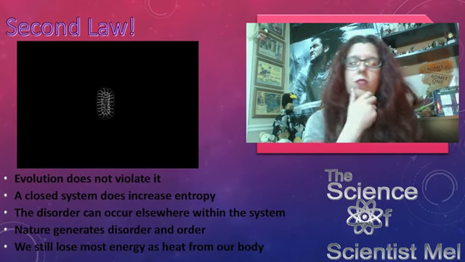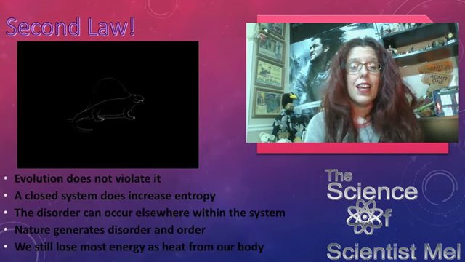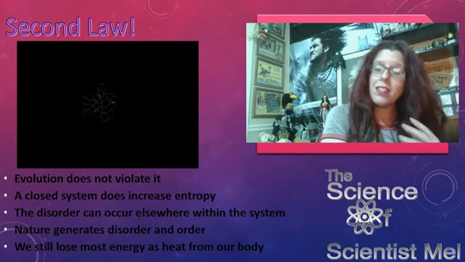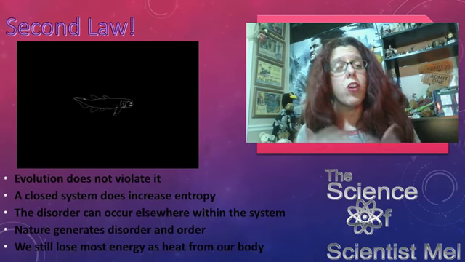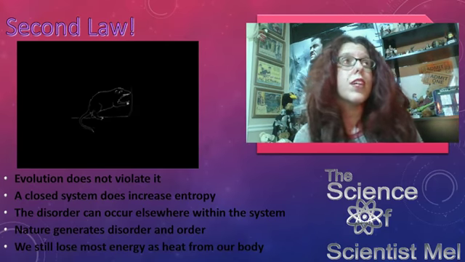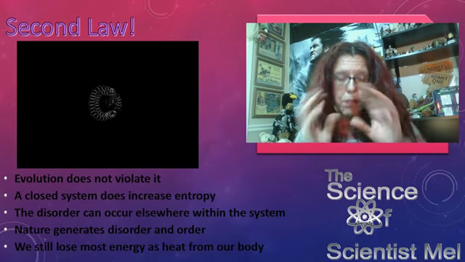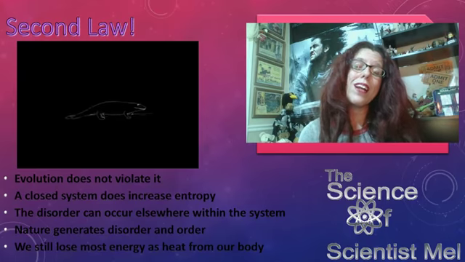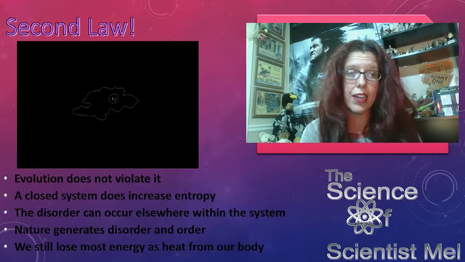All right, so in regards to the second law, evolution does not violate it. It is a closed system that still does have an increase in entropy. The disorder can occur elsewhere within the system. So just because you're spending energy to generate some kind of information, some organization, that price of entropy still will be paid elsewhere, somewhere throughout the body.